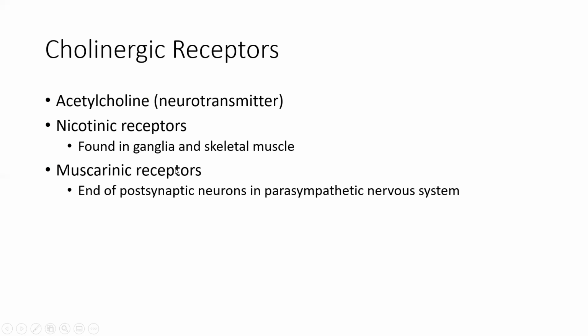Now, where are these? What do they do? Nicotinic receptors are found in all our body's skeletal muscles and all over the ganglia. Muscarinic receptors are present at the end of the postsynaptic neurons in the parasympathetic nervous system only. Right? N receptors, M receptors. Nicotinic are present in the ganglia or skeletal muscles. Muscarinic receptors are at the end of the postsynaptic neuron where the neuron is ending, but especially in the parasympathetic nervous system at the resting stage.